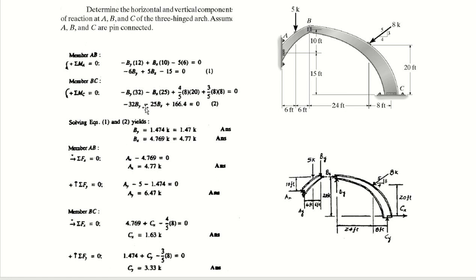Now coming to solving these two equations with two unknowns, we will get the values of BX and BY as 4.77 kip and 1.47 kip. Okay, now we know the values of BX and BY, so you can take member AB and by equilibrium you can find AX and AY. Similarly, you can take member BC and from summation of Fx and Fy you can find CX and CY. So all the thing was that you find BX and BY here, and then by equilibrium of different segments you can just determine the unknowns.